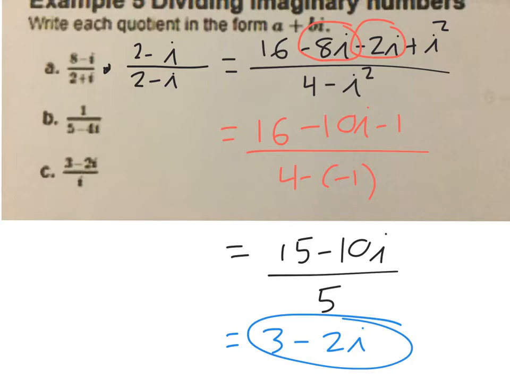Now, 1 over 5 minus 4i. So if we multiply by the conjugate, that would be 5 plus 4i. So 1 times 5 plus 4i is 5 plus 4i.